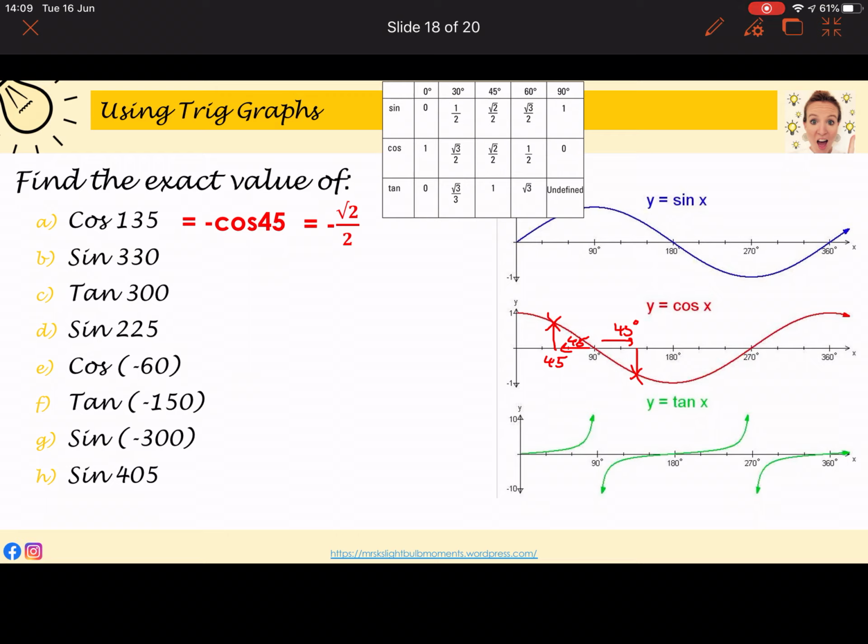Now that we've got an angle that's on our table, look in your table box. Cos 45 is root 2 over 2. We wanted minus cos 45, so we want minus root 2 over 2.